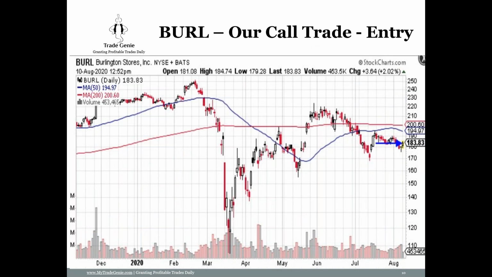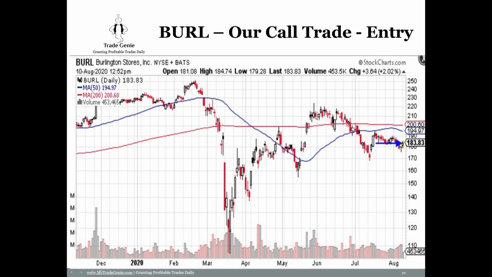Here's Burlington. The retailers were going up. So we said, okay, retailers going up. This tiny candle after the congestion tells us that the market is at support and wants to go higher. So we take the chance at 183.83, and our target was 200. So somewhere in this zone. When there is upper resistance at the 50-day or 200-day moving average, this is a resistance zone.